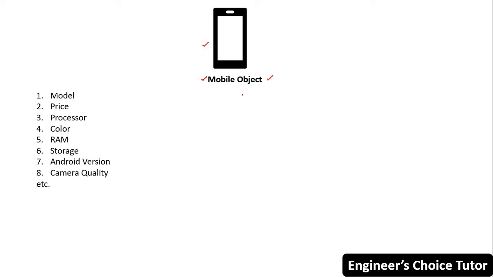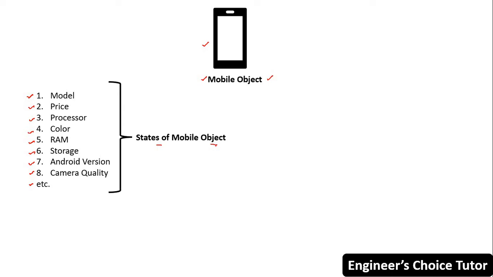State is its properties, meaning the state of a mobile object is its properties. For example, model, price, processor, color, RAM, storage, Android version, camera quality, etc. These are the properties of the mobile, right? And these are the states of a mobile object. Clear with this?